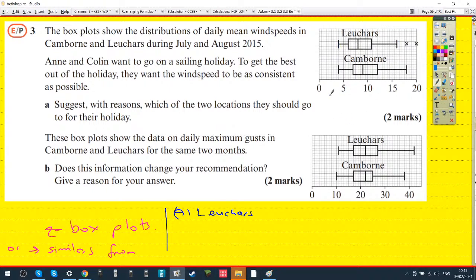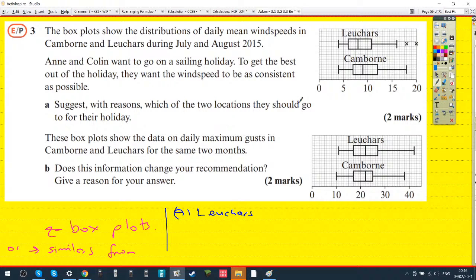Instead, a better measure of spread is the interquartile range. I think Lukers is less. Yeah, it's less by like one box. Wait, no, I think Camborne is less spread.